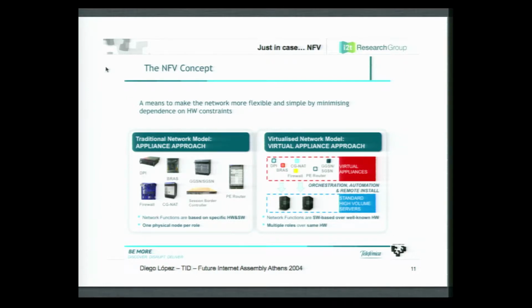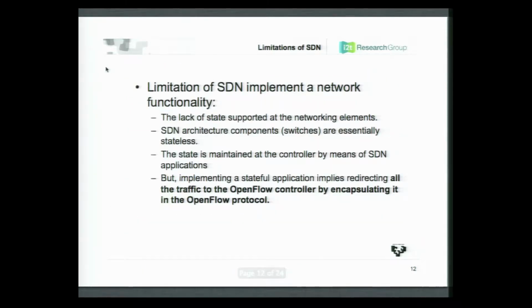I think this is a slide I took from Diego, who presented, just to remind you what an FB is, but I think it's not interesting to speak too much about that. But I would like to speak about the limitations of software-defined networking in implementing network functionality. The basic problem with SDN technology is that it has almost no concept of state. Basically, an OpenFlow switch is a stateless device. It's not able to maintain any state.